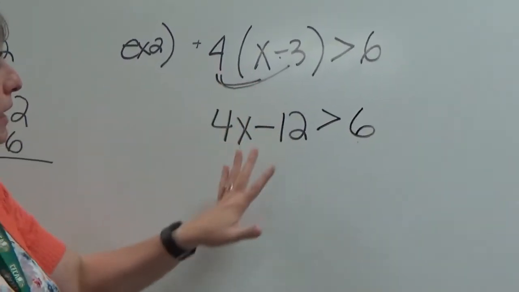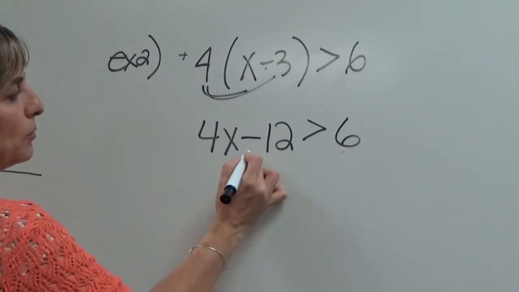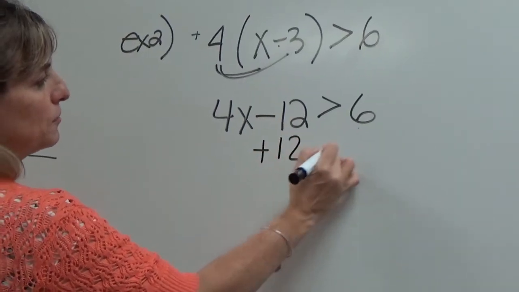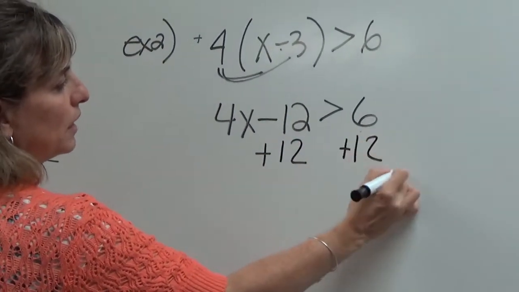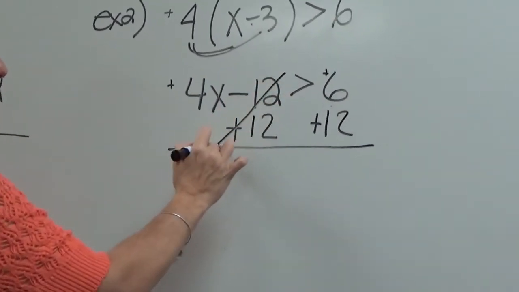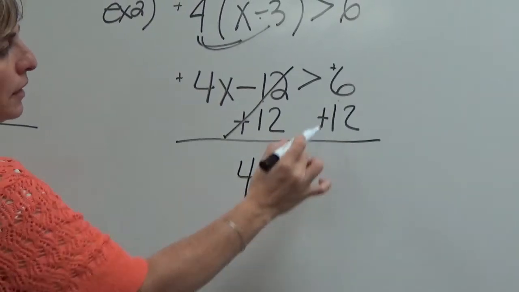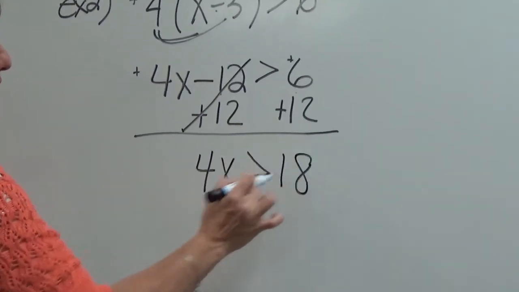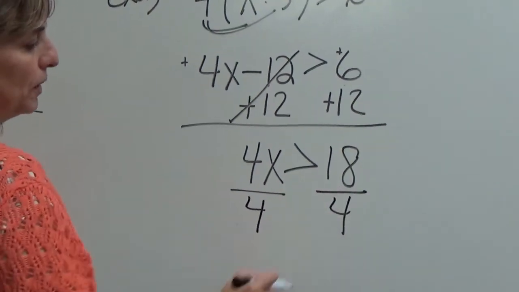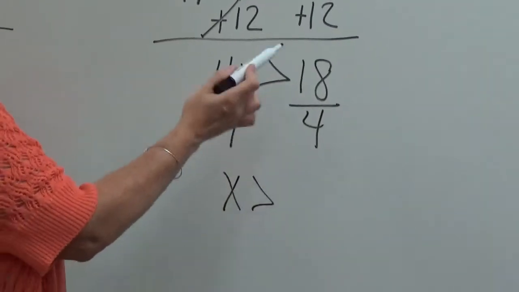What's happening to my x? I need to get rid of addition and subtraction first. I'm going to do the opposite of my negative 12, which is positive 12. Whatever I do to one side, I do to the other. This is positive, this is positive. That cancels. I'll bring down my positive 4x, my greater than, and then 12 plus 6 is 18. I'm going to divide by 4 on both sides, and now I have a fraction.